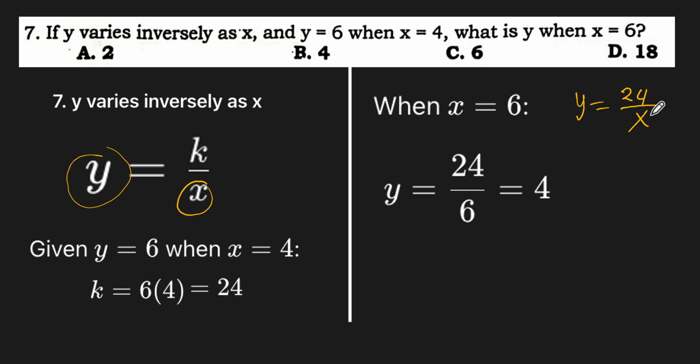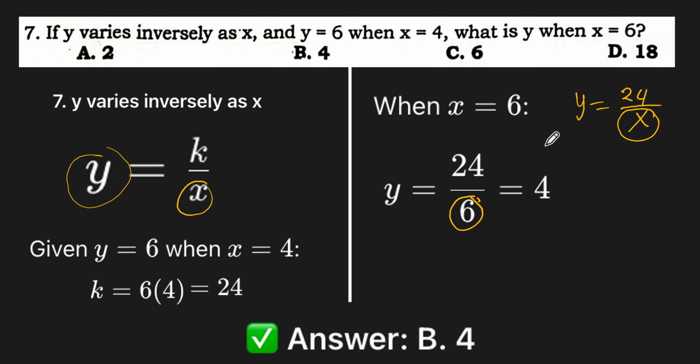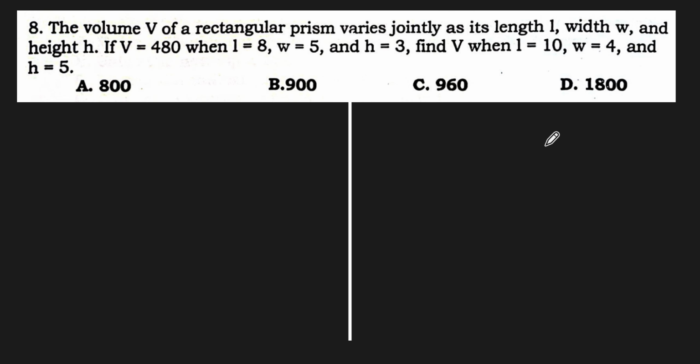So we have here in the denominator, x, that is 6, and then dividing them, simplifying 24 divided by 6, that is equal to 4. And the answer would be 4.